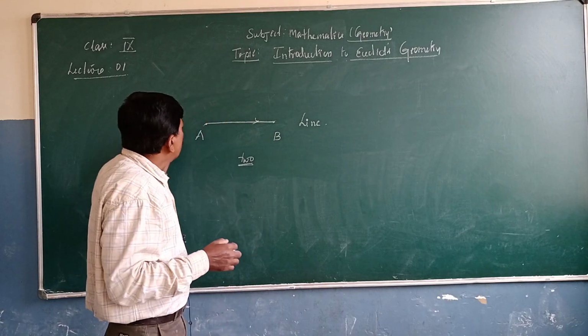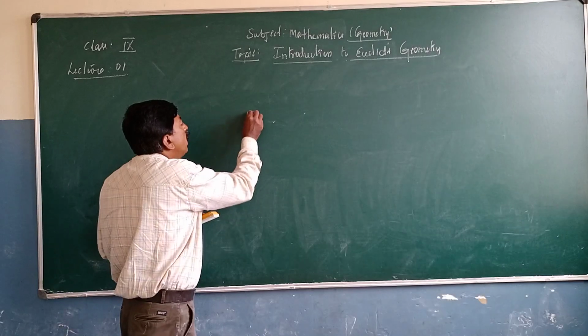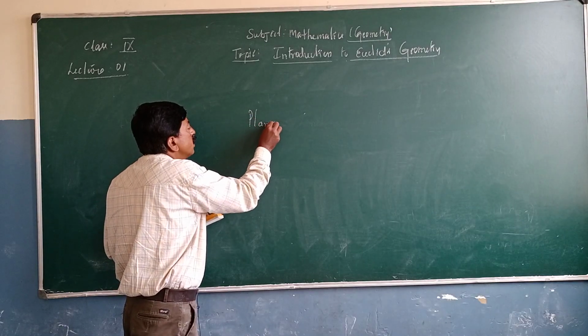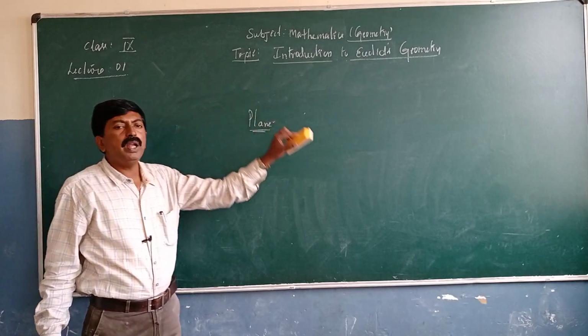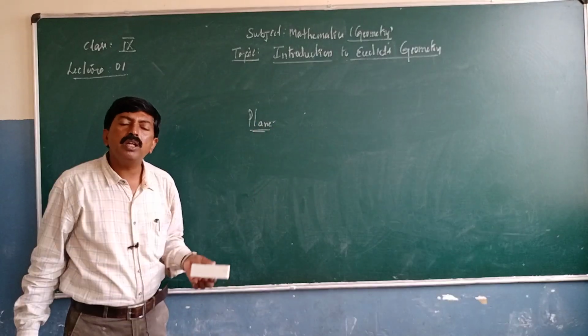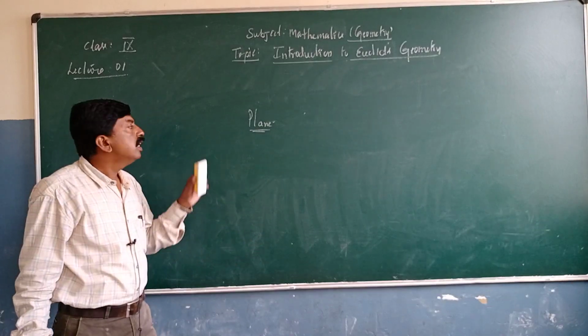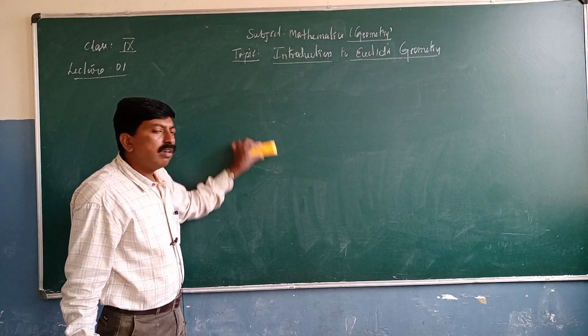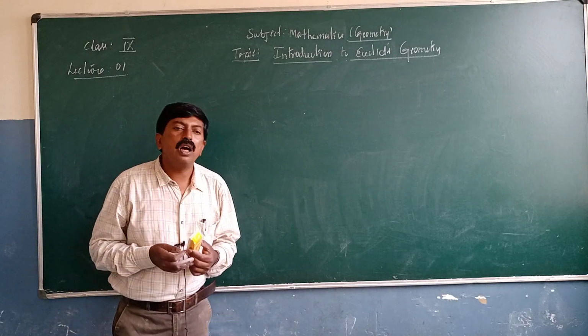Now again, this board itself is called a plane surface. Remember, this is a plane. On a plane, we can mark collinear points and non-collinear points. All these concepts we studied in our lower classes.